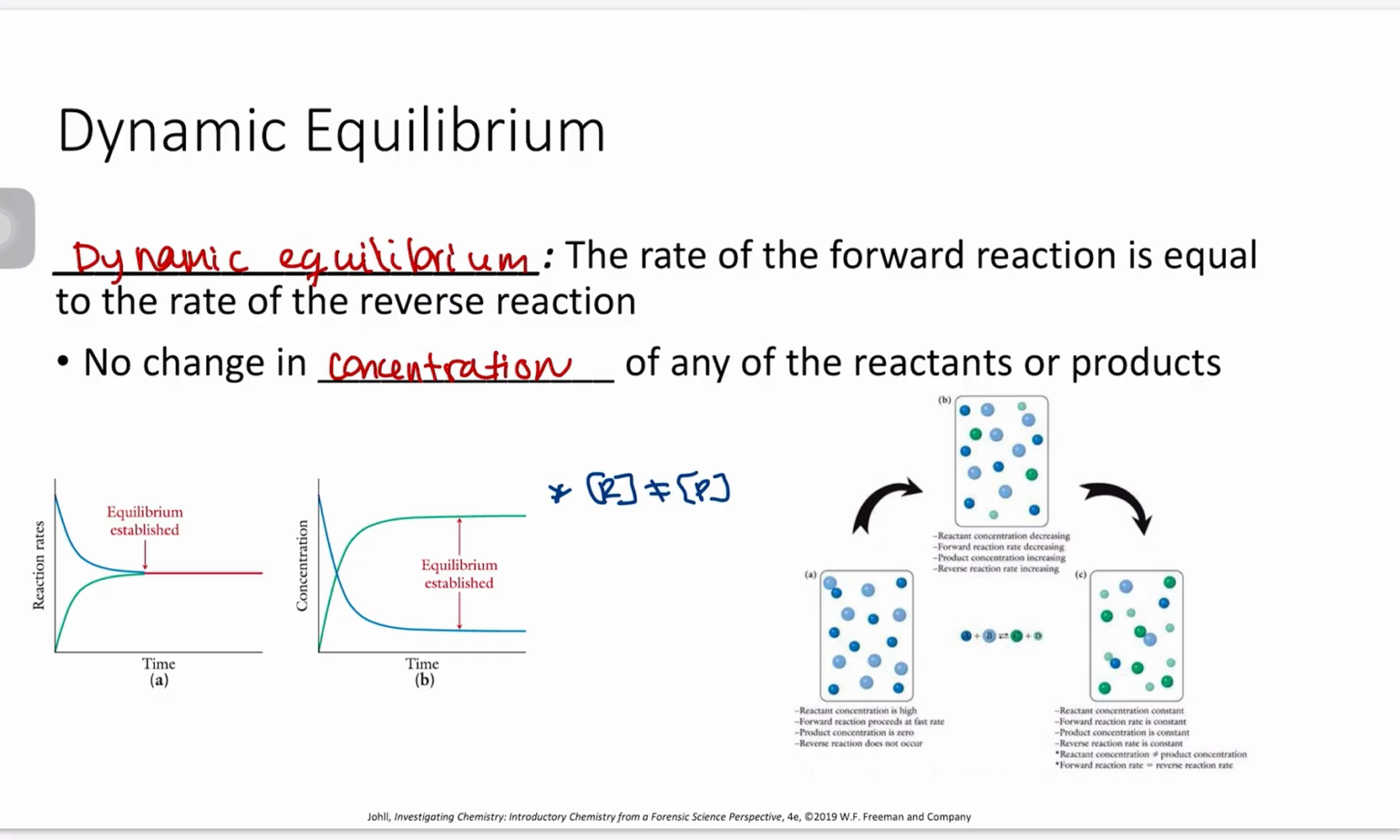So the reactant and product concentration is going to remain level, not equal, level. The forward and the reverse reaction rates are going to be constant. Again, remember, the concentration of your reactants is not going to be equal to the concentration of your products. What is equal is the reverse rate and the forward rate of reaction.